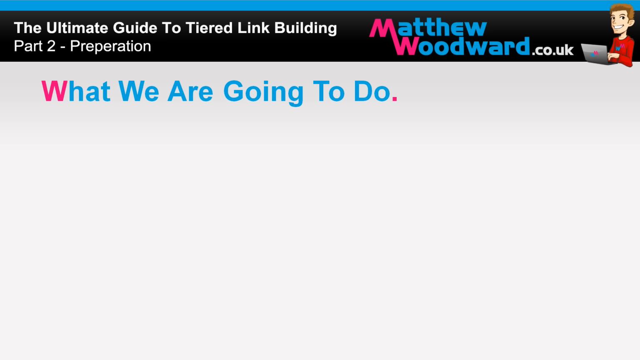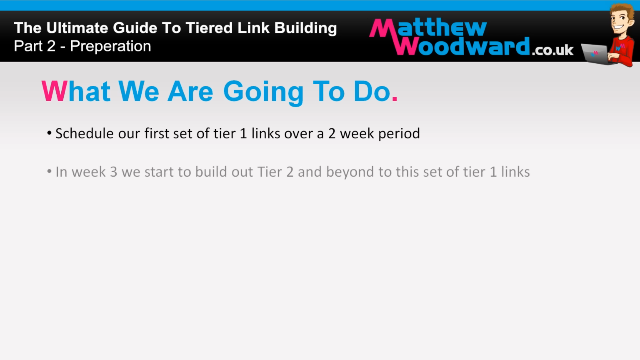The entire tiered linking process is made up of 3 parts. First of all, we schedule out our first set of tier links over 2 weeks to create a natural link velocity to the site. Once those links have all been created over that 2-week period, we start to build out our tiers in week 3. You might think this is where it will get complicated, but setting up the tiers takes less than an hour and they will grow automatically forever. More on that in a future video.